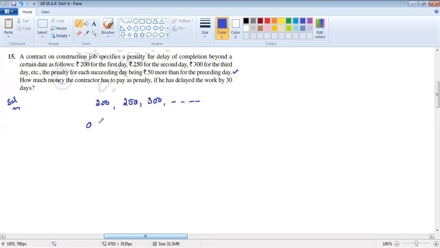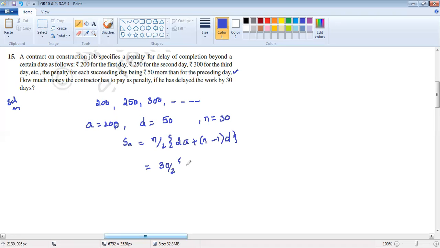So from here the A value is 200 and the D value, that is the difference, is 50 rupees. Now, how much money does the contractor have to pay as penalty if he has delayed the work for 30 days? So N value is 30. Can you do it with the first formula? Yes, sir.